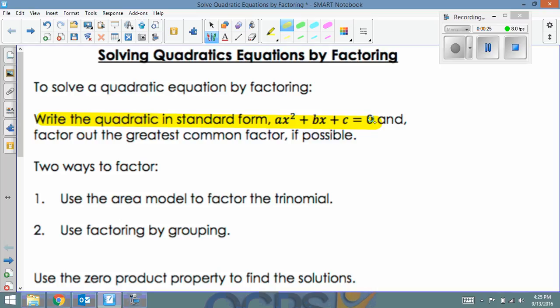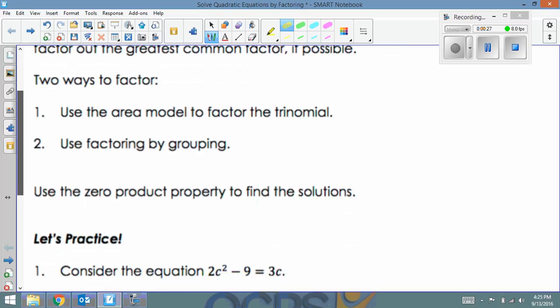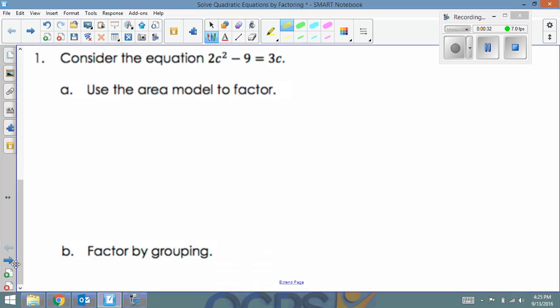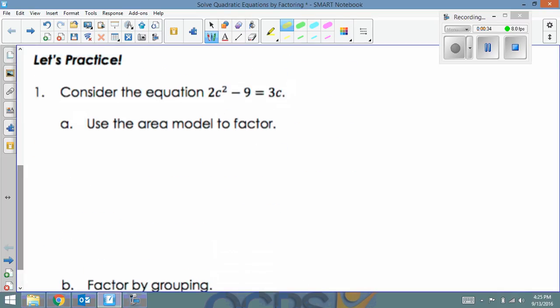I'm going to show you two ways to do it. One's going to be called the area method. I call it the X method. The other one's going to be grouping. So the first way I'm going to show you is, let's consider this problem here.